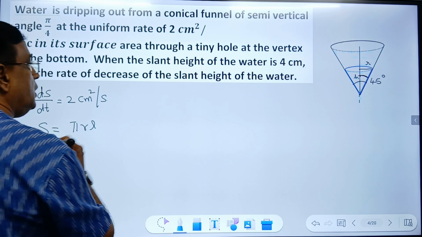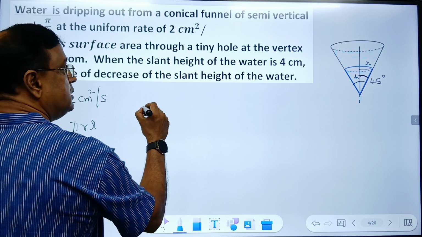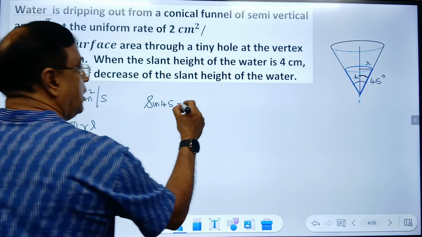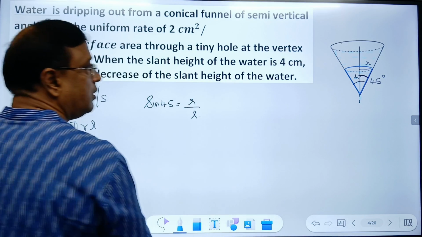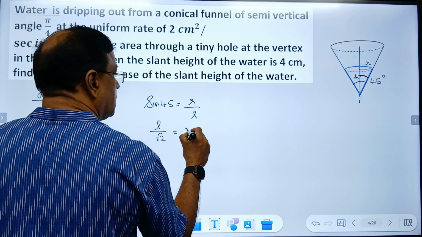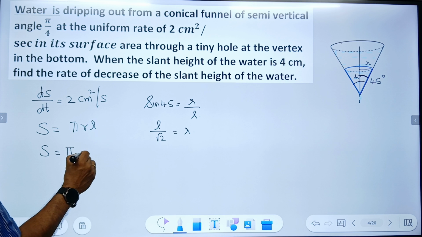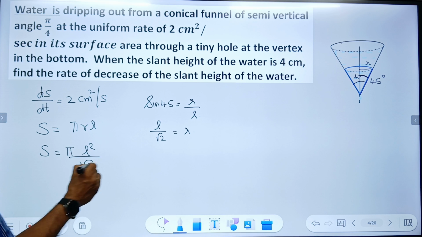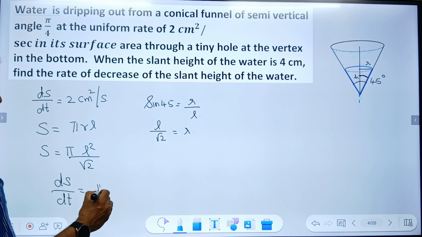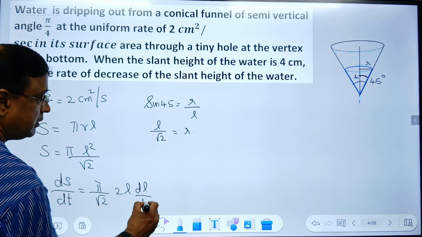Now I want to find rate of change of slant height, right? So from the diagram it's very clear that sine 45 equals R by L. So what is sine 45? 1 by root 2. So L by root 2 equals R. So I will substitute here. So I get pi L square by root 2. Now I want to find ds by dt. What is ds by dt? Pi by root 2 into 2L into dl by dt.